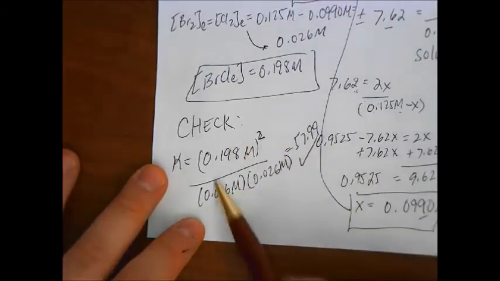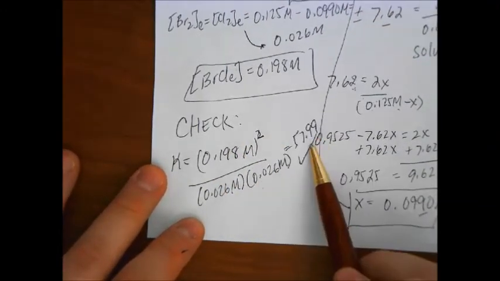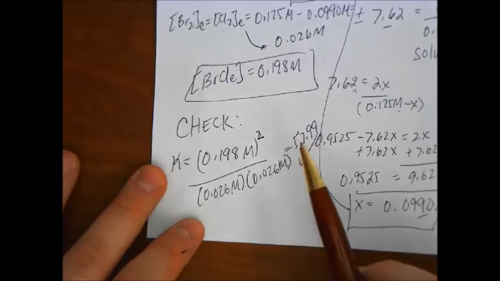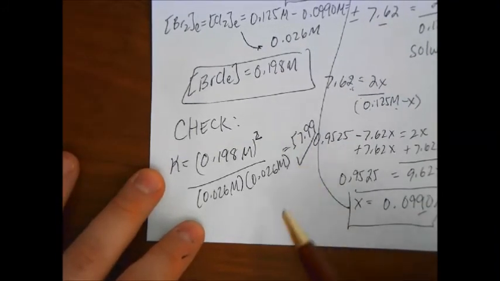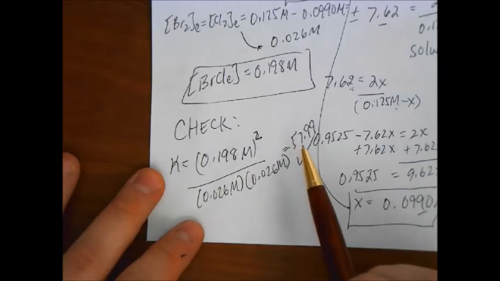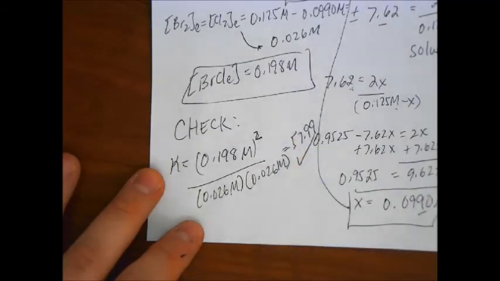And what should happen here is your equilibrium expression should equal the K value that you got in the beginning. If that's not the case, then you've done something wrong. So that's a good way of just making sure that your numbers make sense. Because if they don't multiply out to that K, you've got a problem.